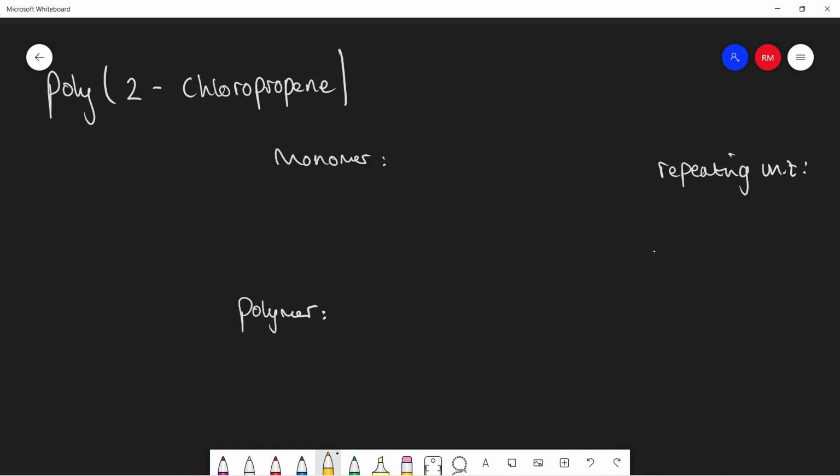So chloropropylene, where I'm going to draw as CH3, and remember this is carbon 1, so this is carbon 2 here. So we're also going to have the chlorine on carbon 2. Chlorine, and then our 2 hydrogens in here. And this is the monomer of 2-chloropropylene.